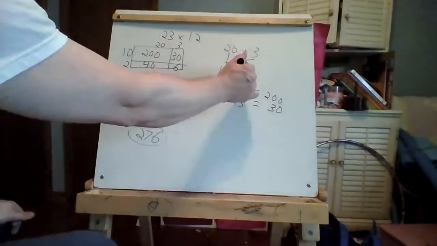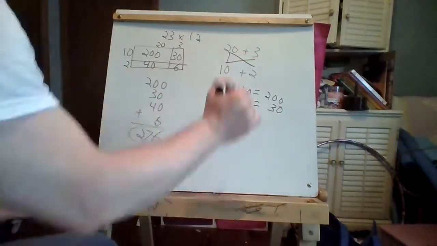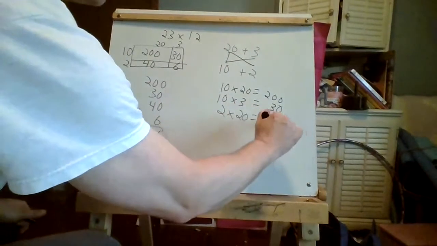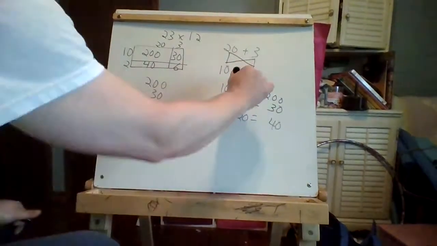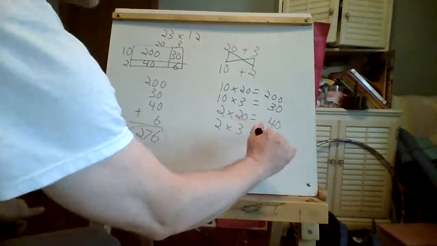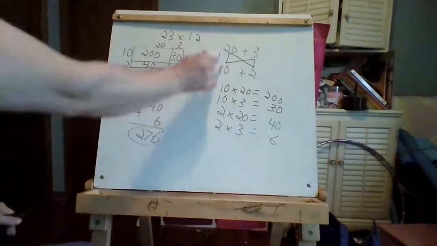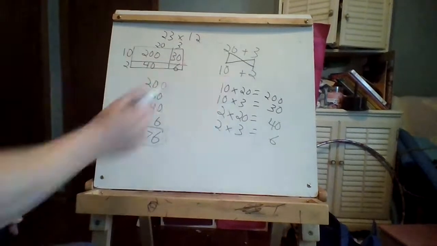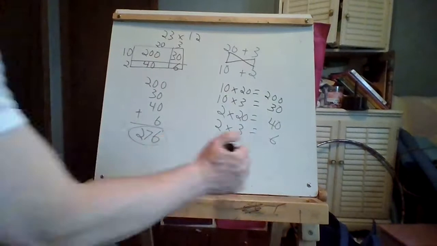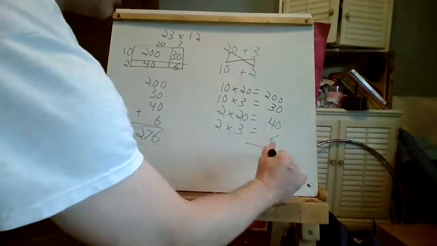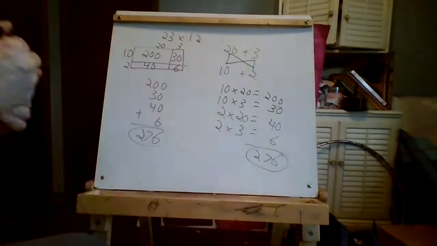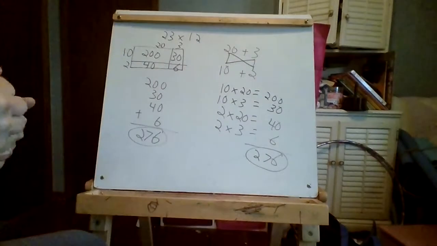Now we're going to do the same thing with 2. We're going to do 2 times 20 equals 40. And then 2 times 3 equals 6. So we're multiplying 10 times each of these, 10 times 20, 10 times 3, and then 2 times 20, 2 times 3. Again, notice you get the same answers. If we added these up, again, we would get 276. So hopefully this makes some sense to you in terms of how we're doing it.